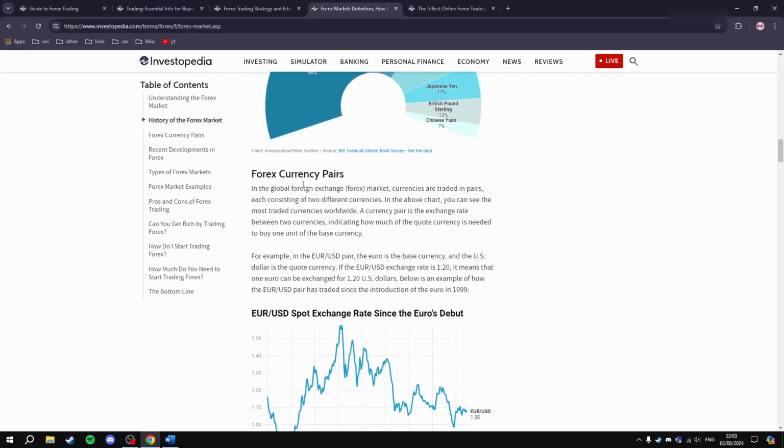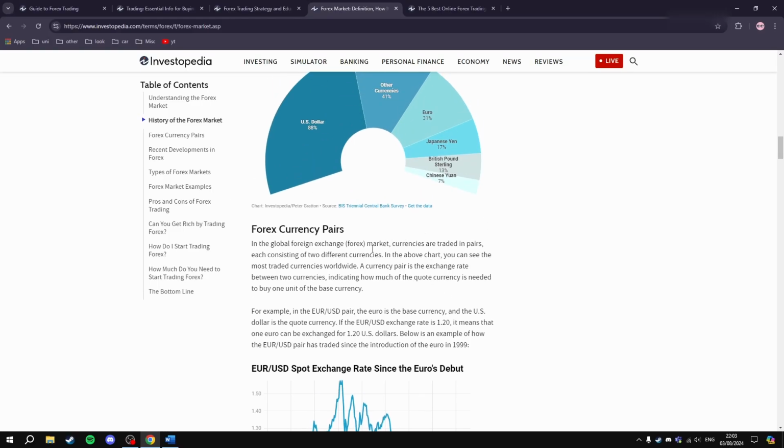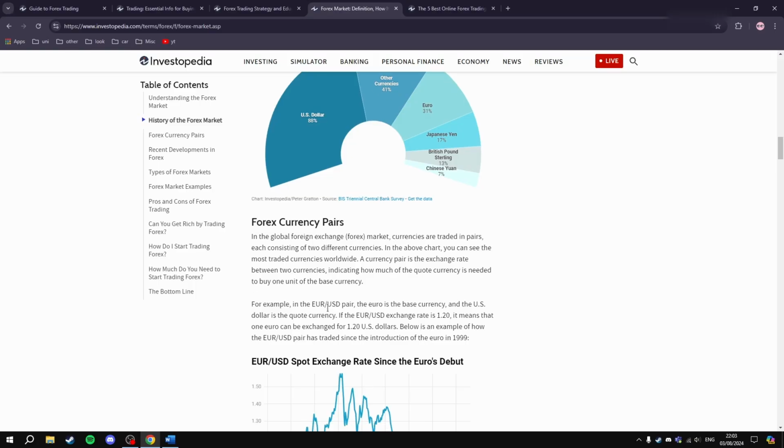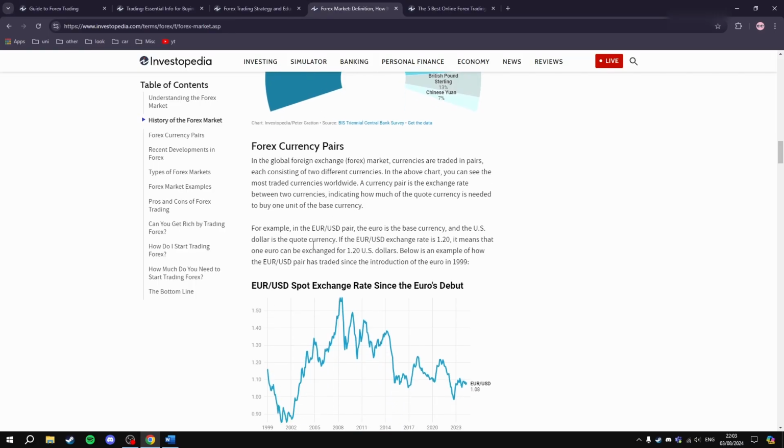In the global foreign exchange Forex market, currencies are traded in pairs, each consisting of two different currencies. In the chart above, you can see the most traded currencies worldwide. A currency pair is the exchange rate between two currencies, indicating how much of the quote currency is needed to buy one unit of the base currency. For example, in the Euro-USD pair, the Euro is the base currency and the USD is the quote currency. If the Euro-USD exchange rate is 1.2, it means that 1 Euro can be exchanged for 1.2 USD.